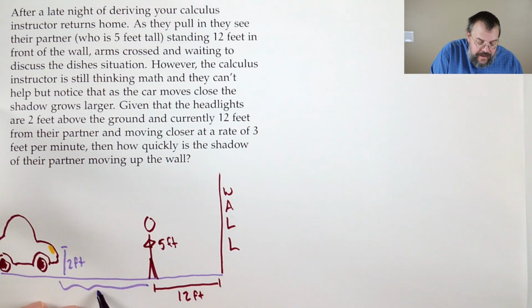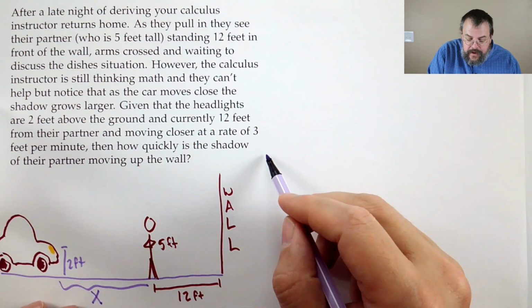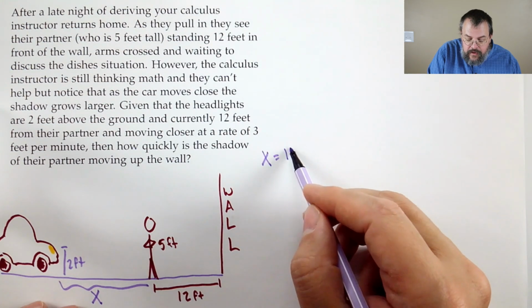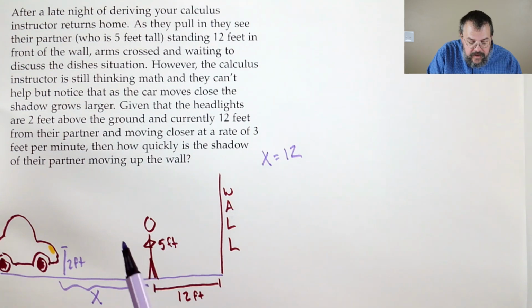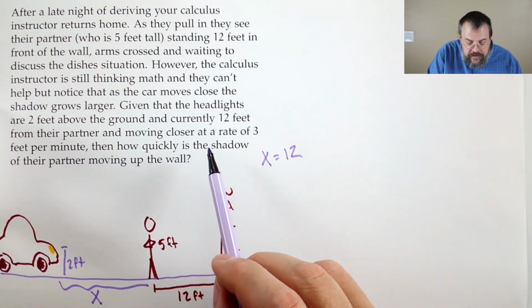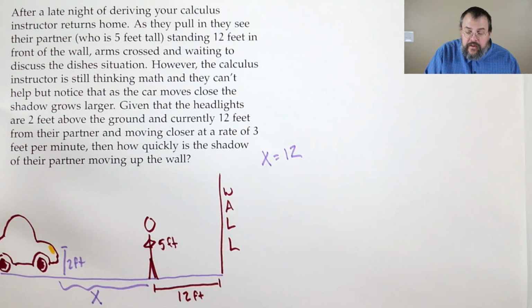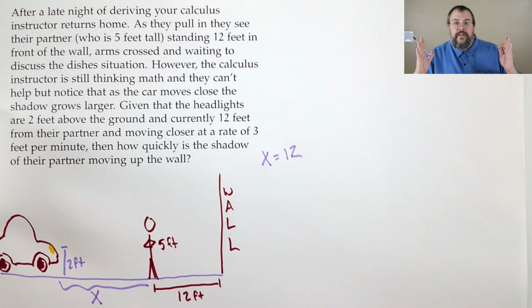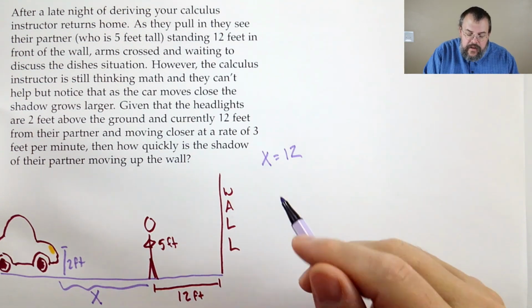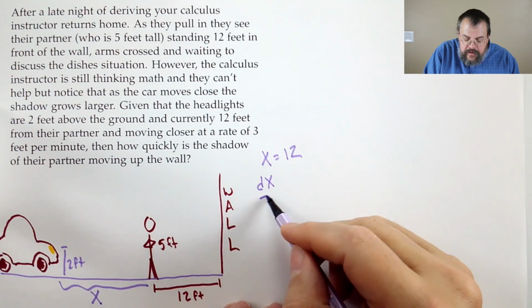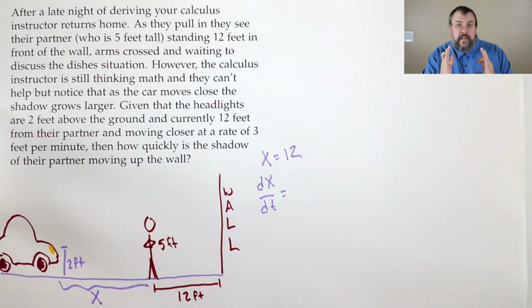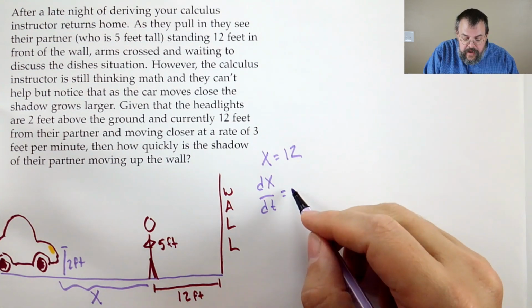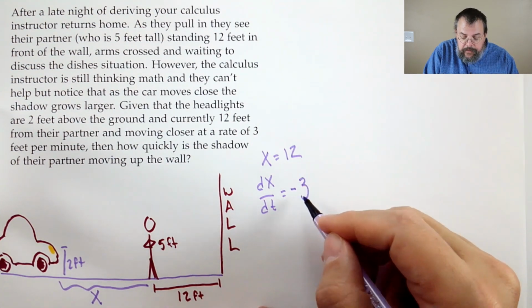Let's call it x. So what do we know? We know x is 12. All right. And moving closer at a rate of 3 feet per minute. So that says that the change in x is dx/dt. Closer means they're shrinking, so it's a negative value, and it's 3.